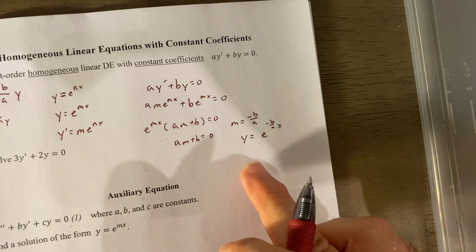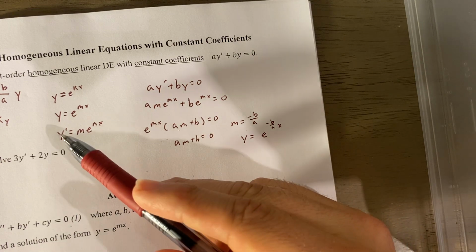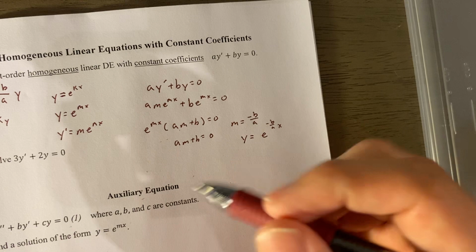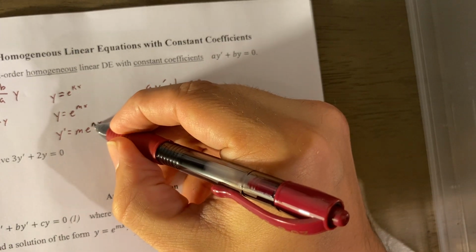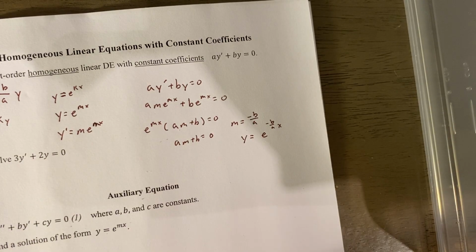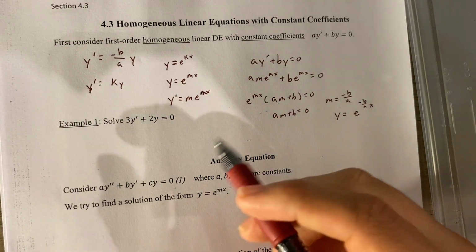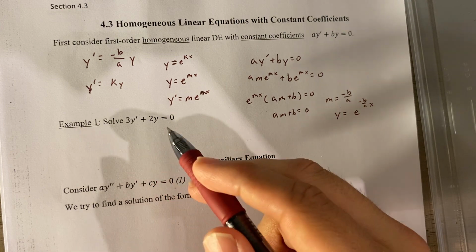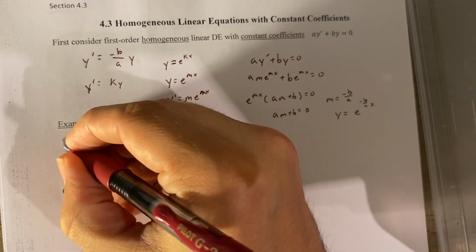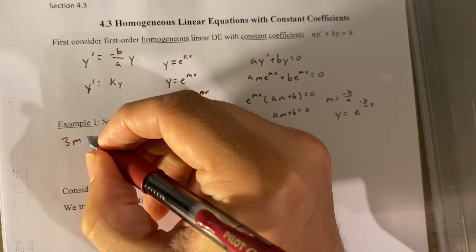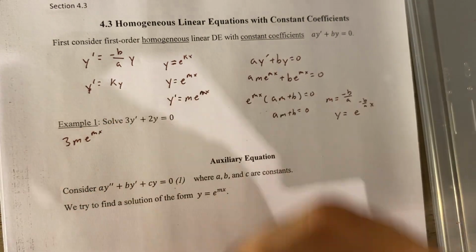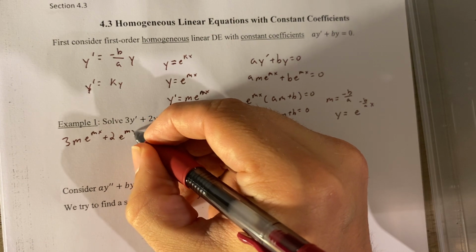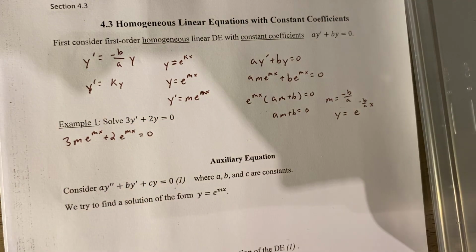So using this and using the substitution of y equals e to the mx and y prime is equal to m e to the mx, that's an m, it's kind of hard to see on there, I can solve this first order linear differential equation. All I would need to do is substitute in my y prime and my y. So I'm going to have 3m e to the mx plus 2e to the mx equals 0.